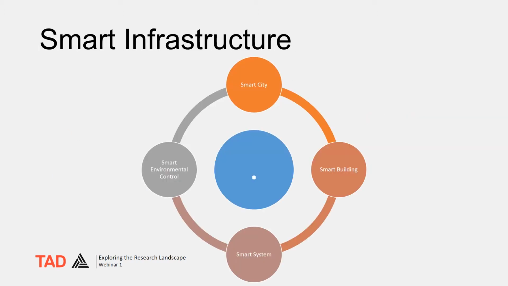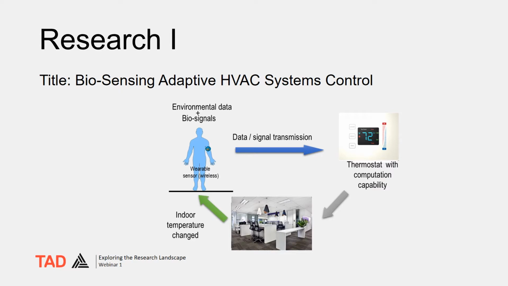In the technology domain these days, there are many research efforts to develop smart infrastructures. It can include smart city, smart building, smart system, and smart environmental control. However, I have seen many cases relying too much on system and computational approaches without consideration of human factors. This current technical limitation has motivated us to develop a biosensing adaptive environmental control in the workplace.